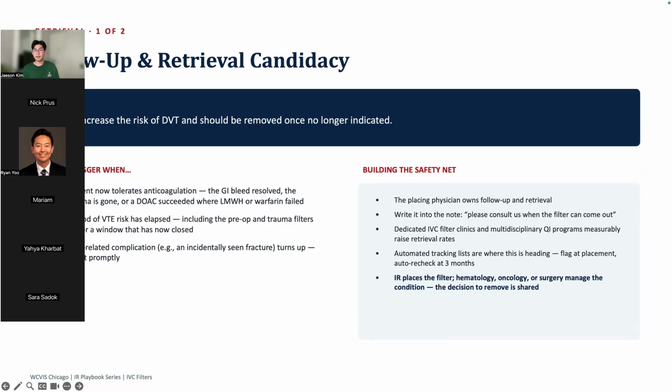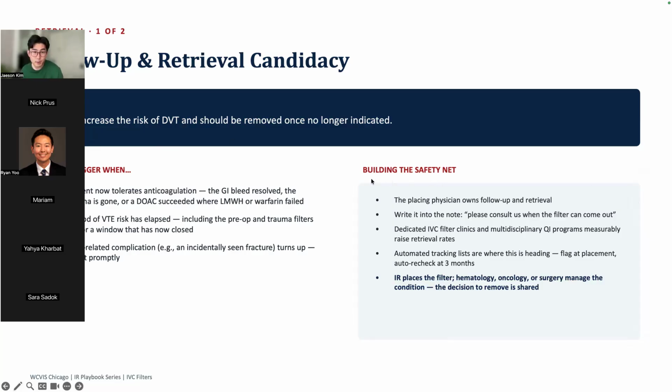Another reason is that a risky period has simply passed, which is common for filters placed around a surgery or a trauma. And a third is if a problem shows up, like a fractured piece spotted by chance on a scan, which is a reason to remove it before it causes more trouble.